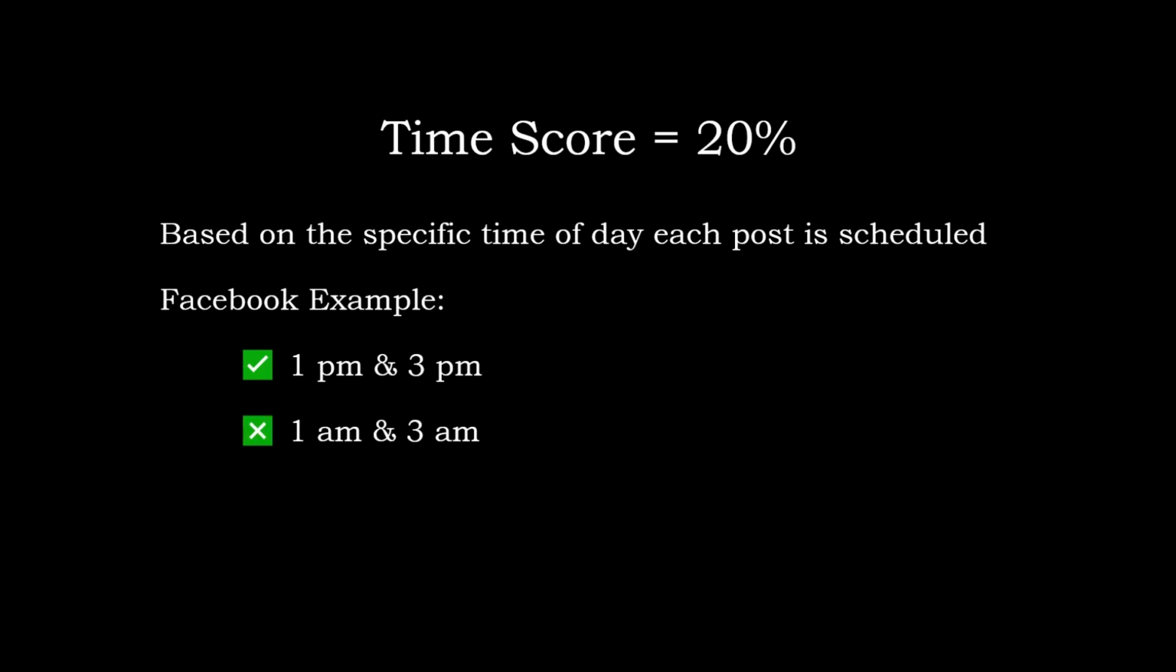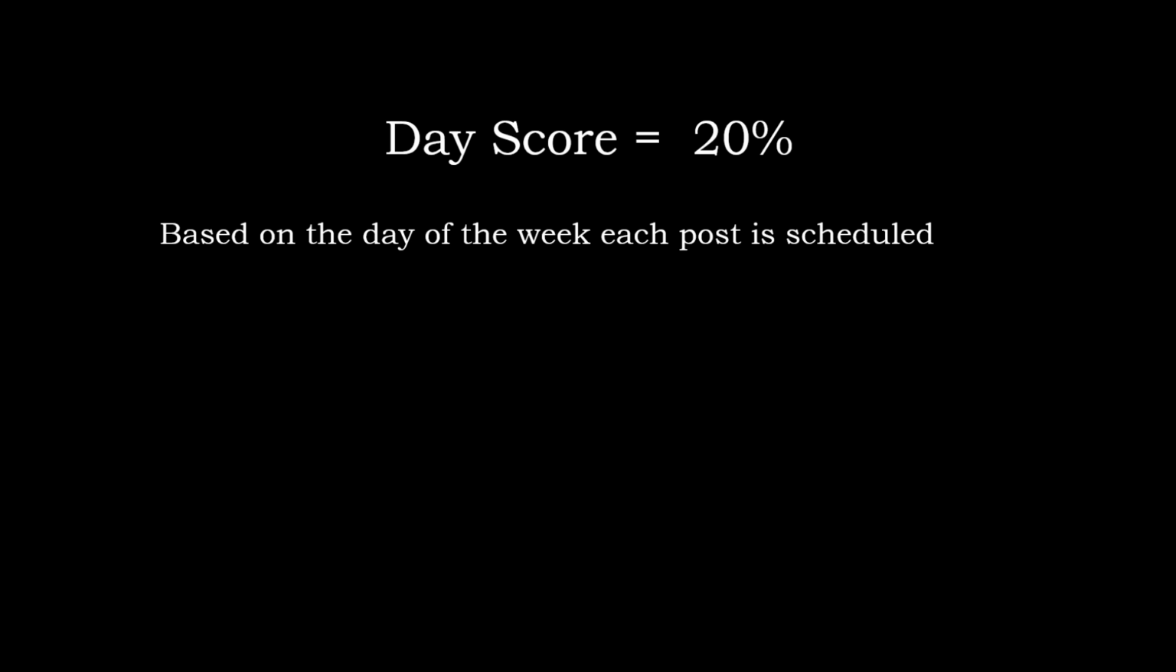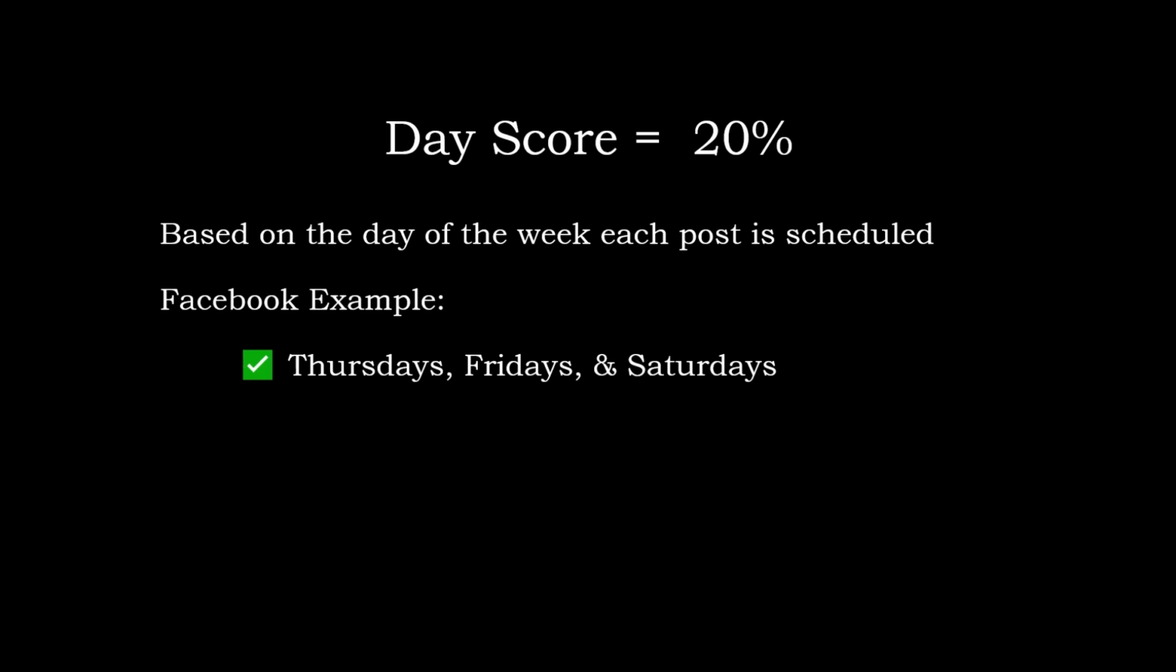The time score is determined based on the specific time of day you schedule each post. For example, on Facebook, posts scheduled around 1 p.m. and 3 p.m. typically perform better than posts scheduled at 1 a.m. or 3 a.m. The time you choose plays a big role in how your post is scored. The day score is based on the days of the week you choose to schedule your posts. For instance, on Facebook, Thursdays, Fridays, and Saturdays generally see higher engagement than Mondays or Tuesdays.